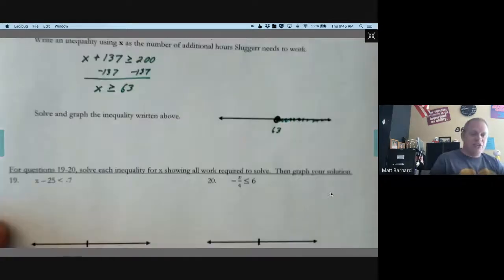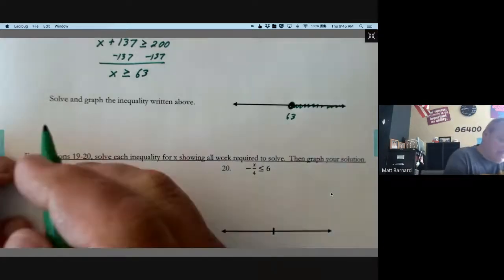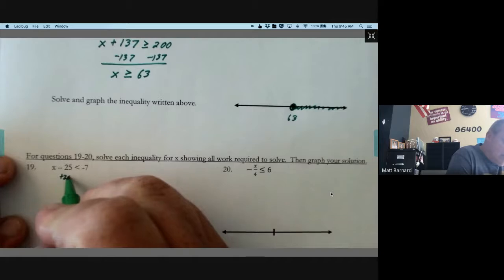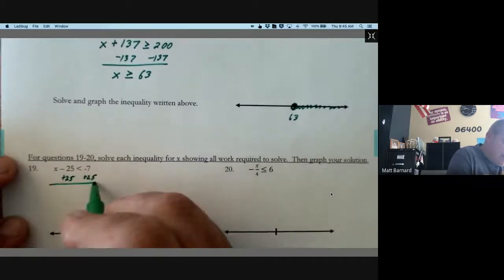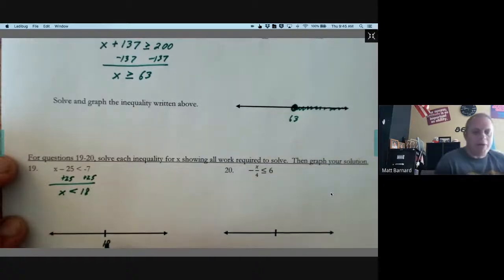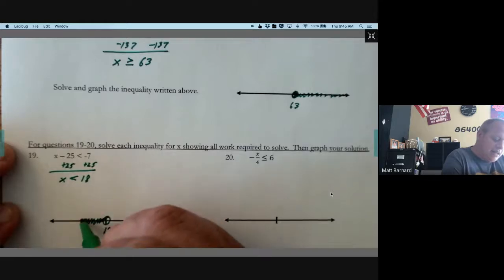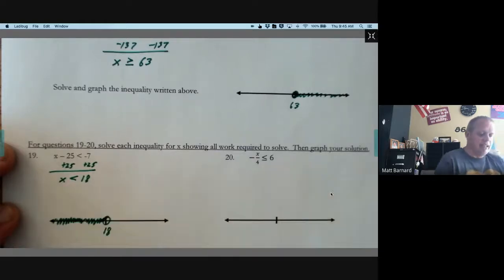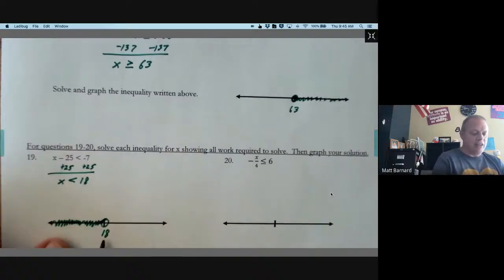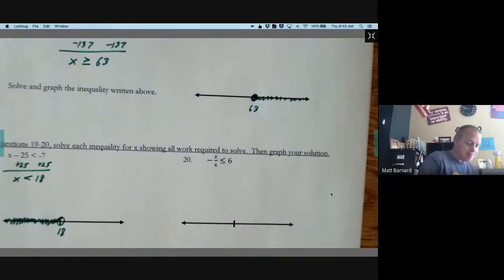All right, 2 to go. Solving inequalities. One little thing you got to pay attention to that's different than equations. So here we can add 25 to both sides. This is x is less than 18. So we put 18 where the little mark is. It's an open circle, and we're to the left because it's less than. We can check it. What's a number less than 18? 0. Is 0 less than 18? Absolutely.